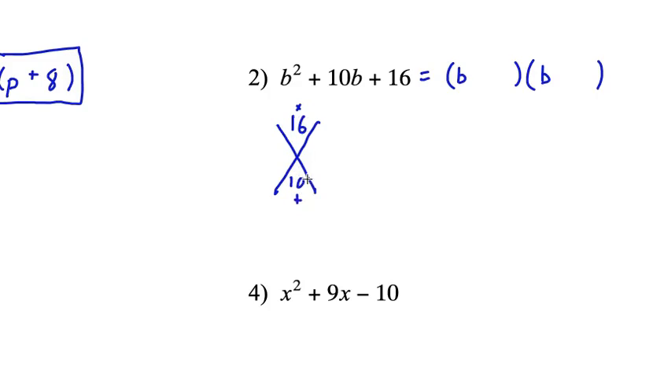Okay, so I have everything displayed here, and I'm trying to think of two numbers that not only have a product of 16, but also have a sum of 10. Well, 8 times 2 is 16, and 8 plus 2 equals 10. So our factors are b plus 8 times b plus 2. Now, we could check that by multiplying these two binomials together, do the four little multiplication problems, and we'd end up with our original expression.